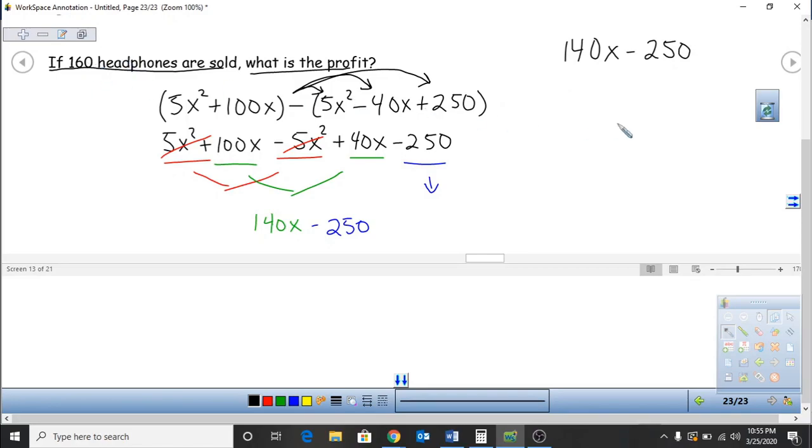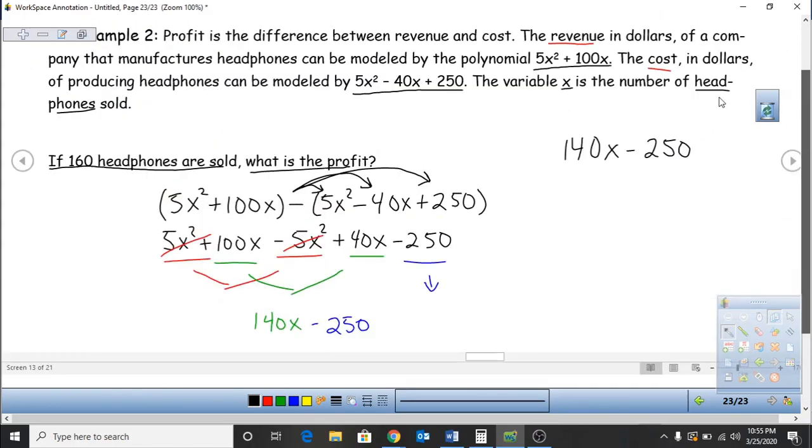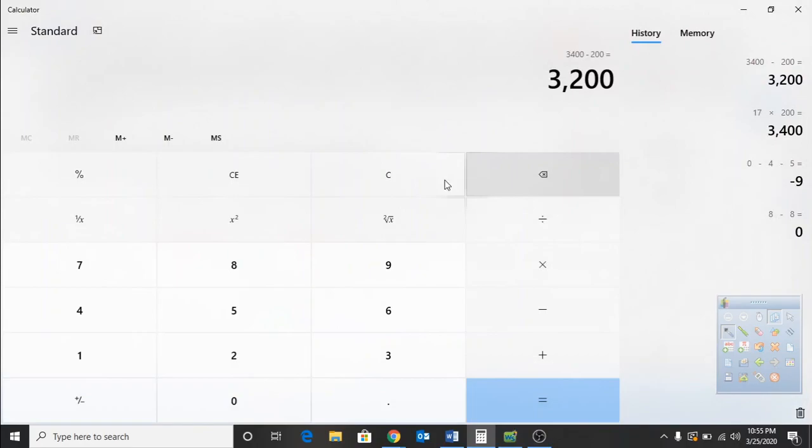But again, I don't need to know the expression. What they want to know is if I sold 160 headphones, what would the profit be? Well, if you go back, again, the number of headphones sold is just x. So similar to the last question, wherever I see x, I'm just going to replace it with 160. So I have 140, again, I'm going to replace this with 160, and then I'm going to subtract 250.